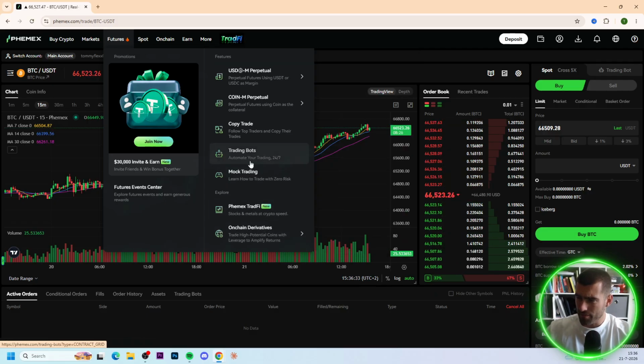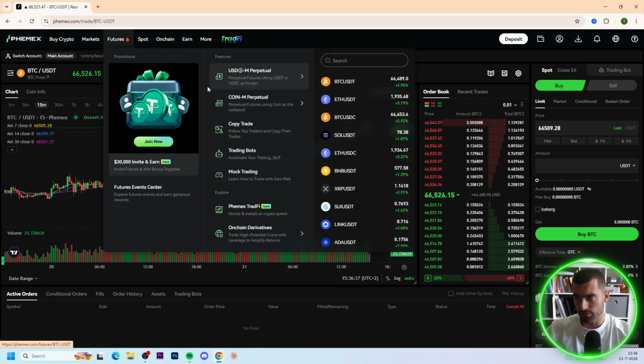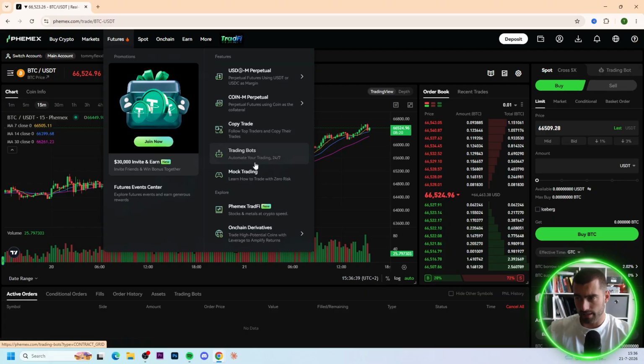And I think the most popular futures options that you need to trade are definitely the mock trading, that is a paper trading option, and the copy trading, because copy trading is a very nice feature that you can use and implement on your own risk. But it's a very nice option to copy trade from people that are very profitable.